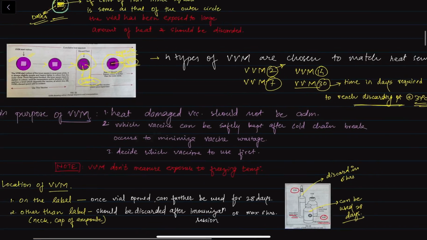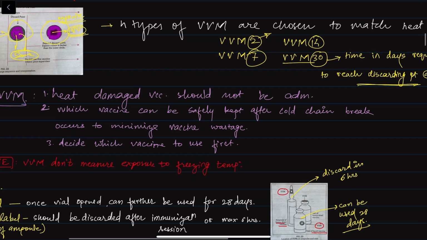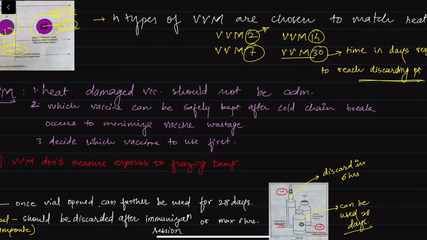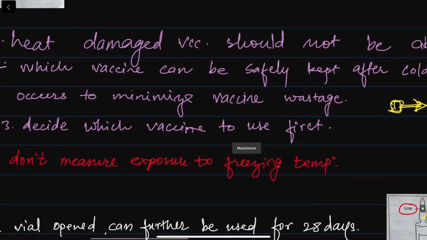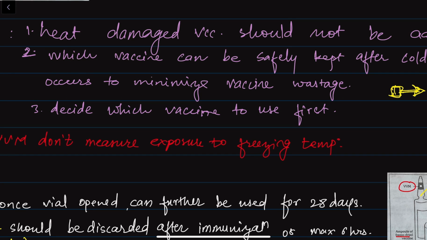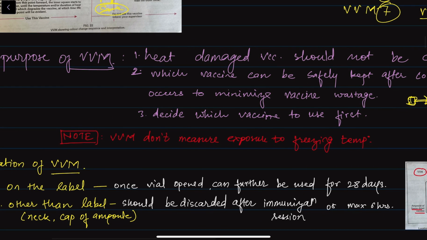Now what are the purposes of VVM? First, as it is a temperature monitor, heat damaged vaccine should not be administered. This is the first purpose. Second, to decide which vaccine can be safely kept after a cold chain break occurs, to minimize vaccine wastage. As you know, the cold chain is a transport chain or supply chain. If it breaks somewhere, then we need to know which vaccine should be kept so that we can minimize the vaccine wastage. And third is to decide which vaccine to use first according to its degradation.